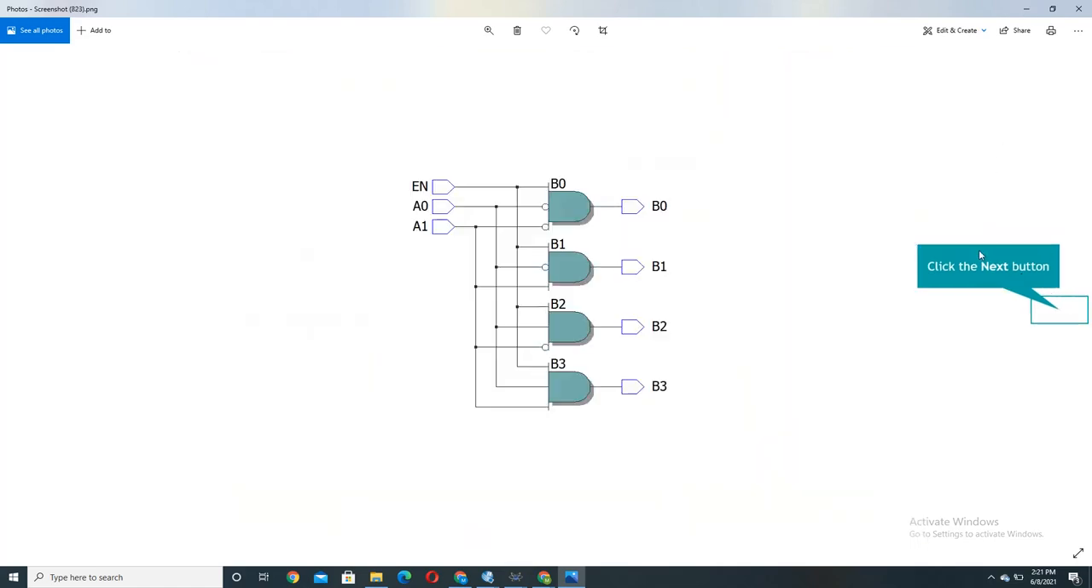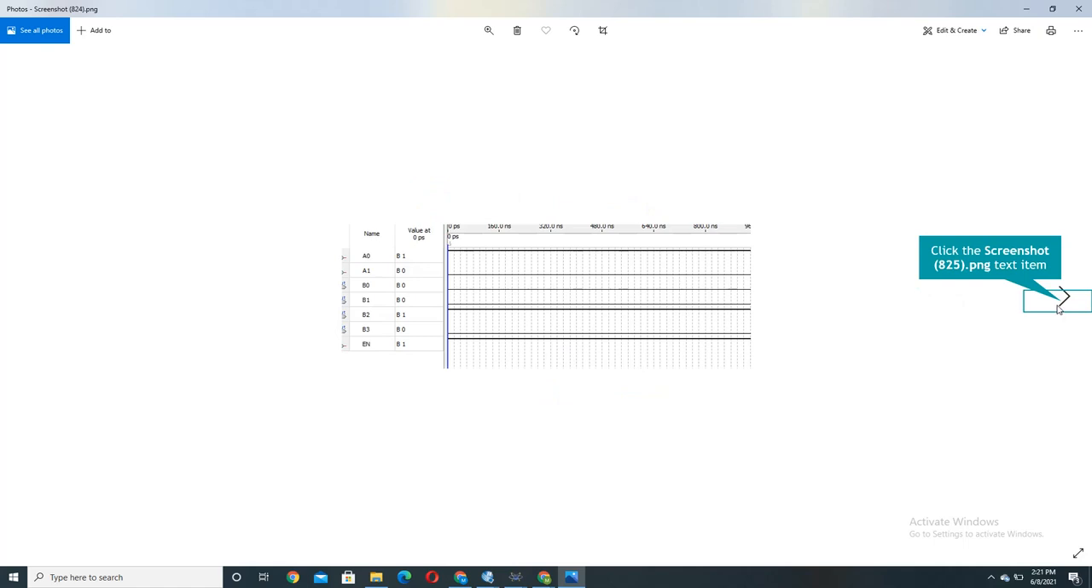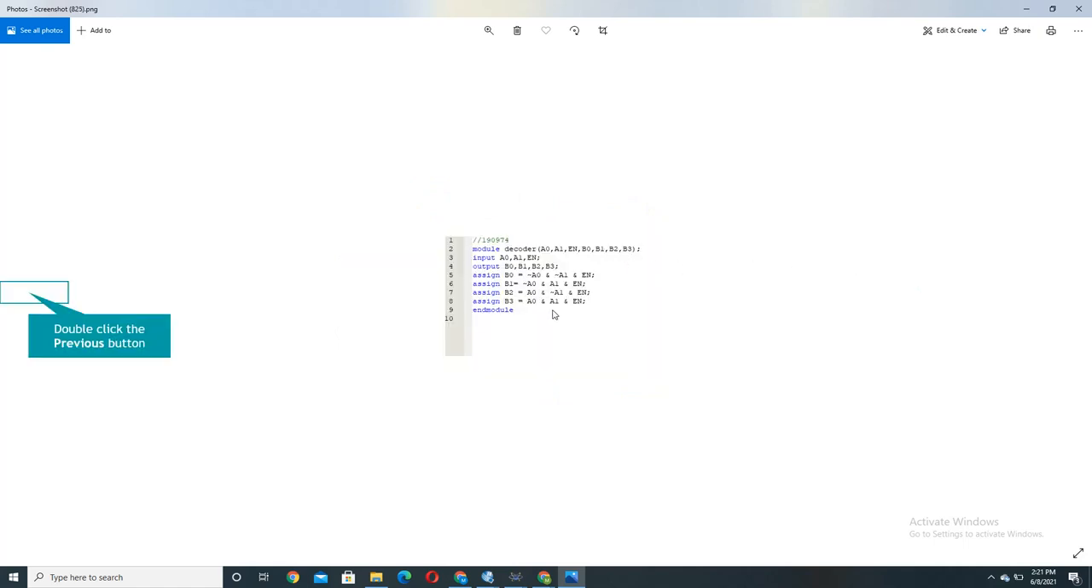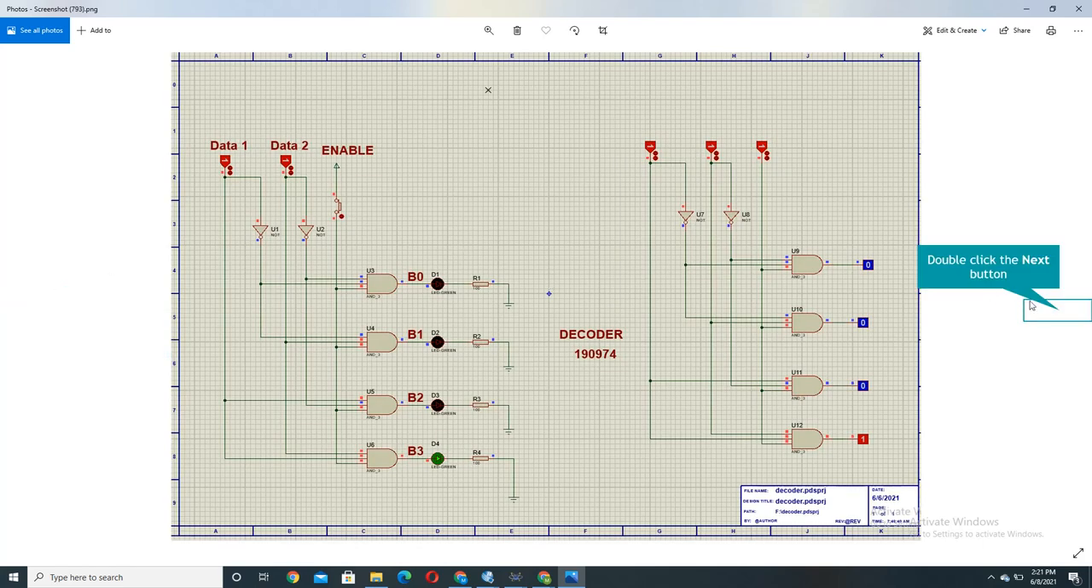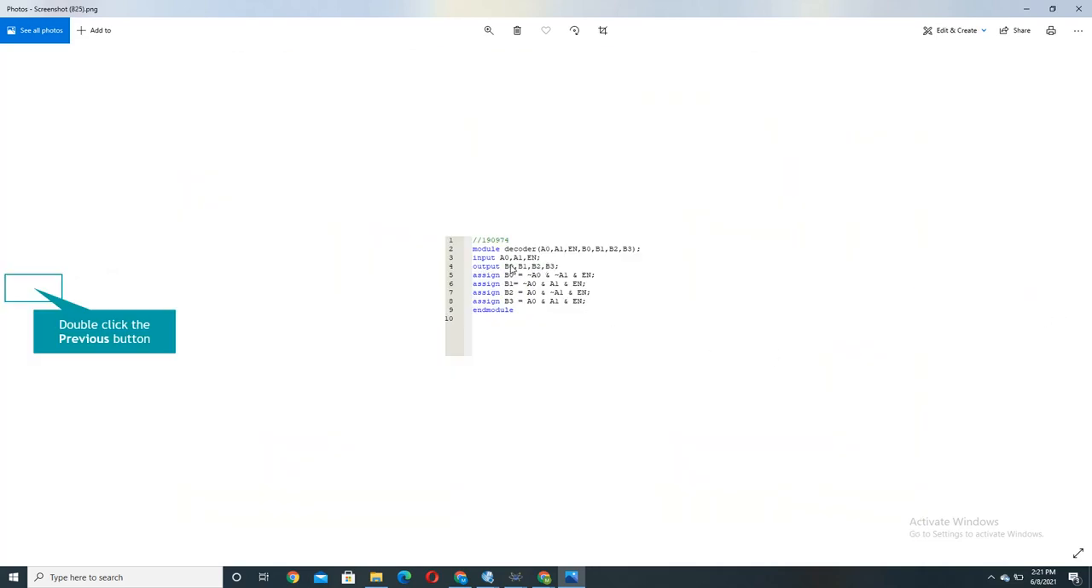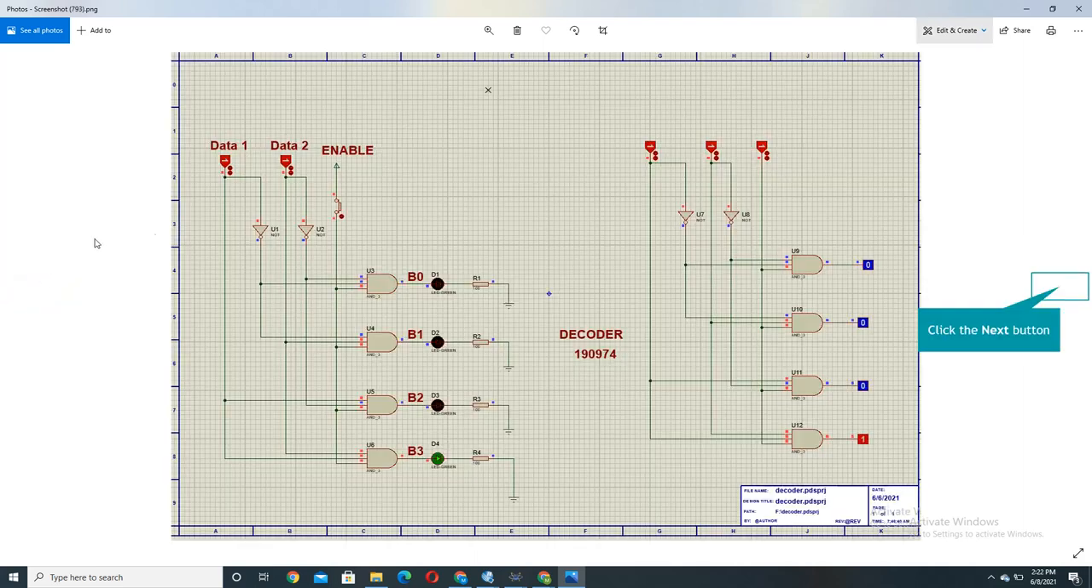We have also implemented the circuit on Quartus. So the code for this would be simply we have implemented the same circuit which was given to us. We have implemented the inputs A0, A1, and enable that were given over here, as you can see. And then we would have output equal to B0, B1, B2, B3. And the assignment would be B0 is equal to negative of A0 multiplied by negative of A1 then multiplied by enable. So this would be the same circuit implementation that we have done over here.